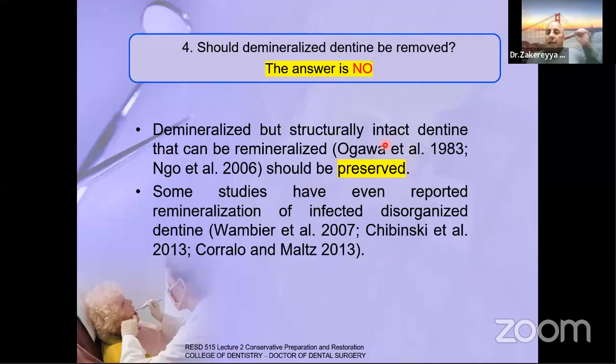What does demineralized mean? It lost some minerals. The dentin lost some minerals. Right? But no, it's not very soft. It is not destroyed. Some of the minerals have been lost. Right? So we can leave it behind.